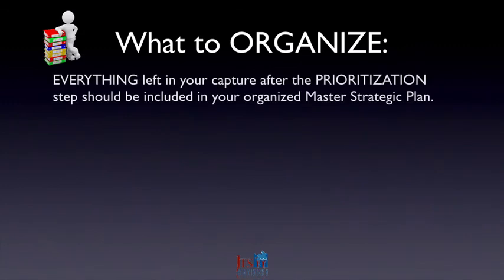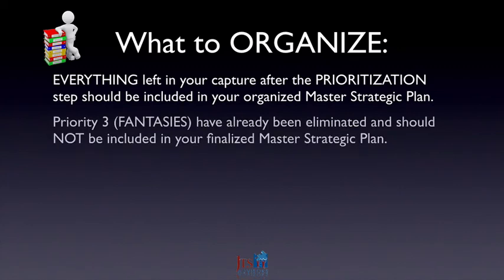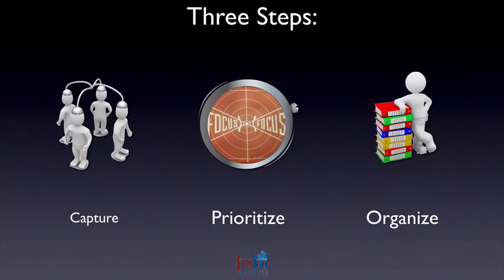So look, everything left in your capture after the prioritization step should be included in your organized master strategic plan. The fantasies, those priority 3 items, they've already been eliminated and should not be included in your finalized master strategic plan. So that's it. That's the organized step.